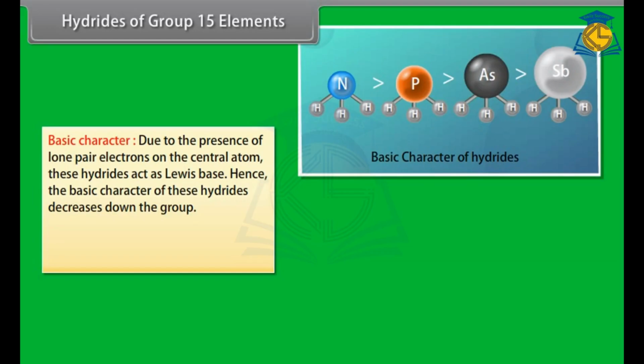Basic character. Due to the presence of lone pair electrons on the central atom, these hydrides act as Lewis base. Electron density around the central atom decreases down the group. Hence, the basic character of these hydrides decreases down the group.